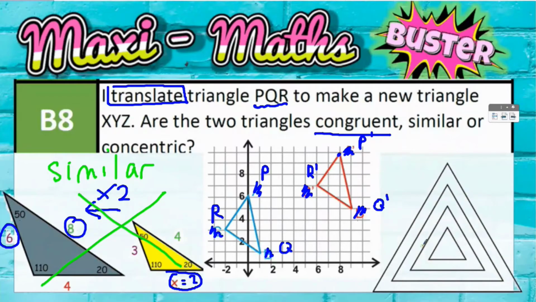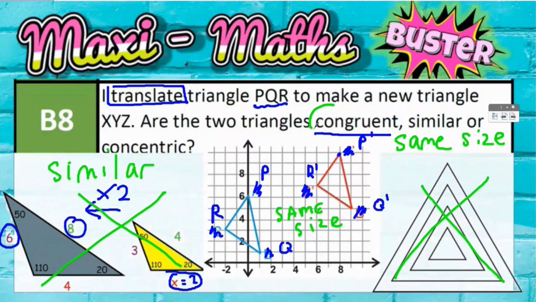The concentric triangles are also different sizes, so it can't be them, because the whole meaning of congruent is that it's got to be the same size. And as you can see, the triangles in the middle, which have been translated, are the same size. Therefore, the answer to this question is: if you translate a triangle to make another triangle, the two triangles are congruent. That's the answer that we should be ticking.